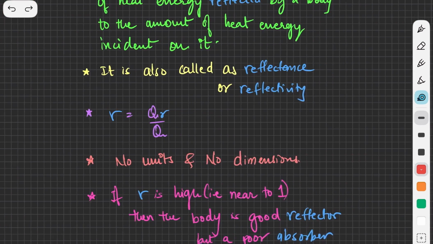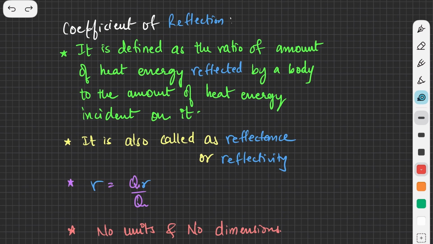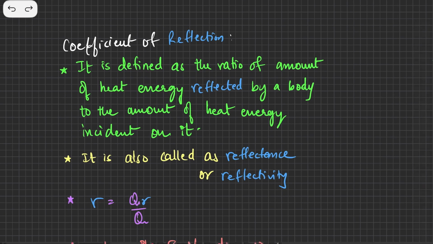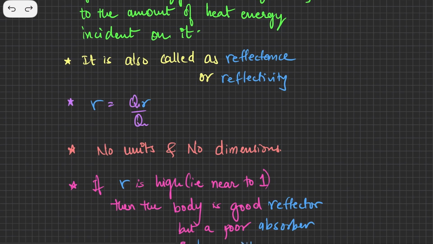In case you want to tally what you have written, this is what it is. Coefficient of reflection is the ratio of the amount of heat energy reflected to the amount of heat energy incident on it. It's called reflectance, reflectivity, and R is equal to QR upon Q. It has no dimension, no units. If R is high, it's a good reflector, but it's a poor absorber and poor transmitter.